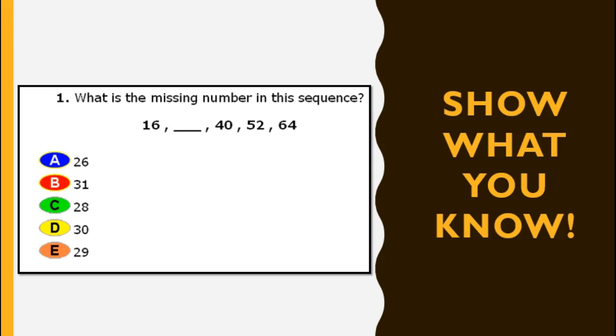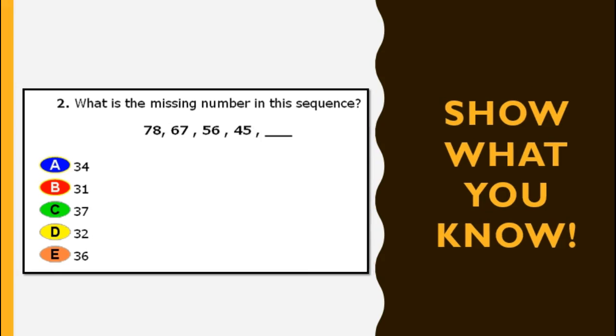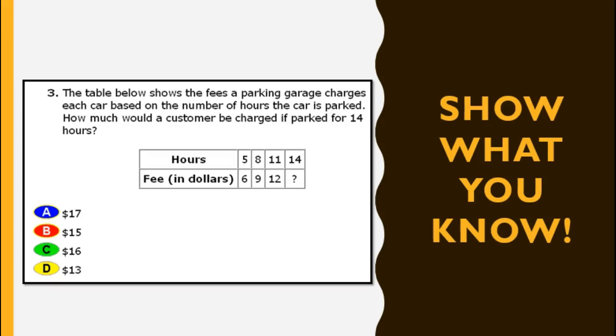All right, it's time for you to show what you know about number patterns. Take a look at this one and choose A, B, C, D, or E. What is the missing number in this sequence? Here's another one for you. What is the missing number in this sequence? Choose A, B, C, D, or E. Here's another one for you.